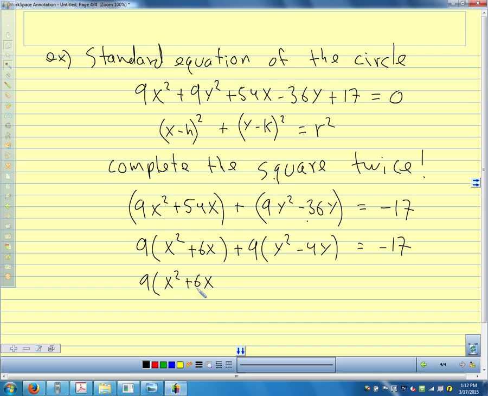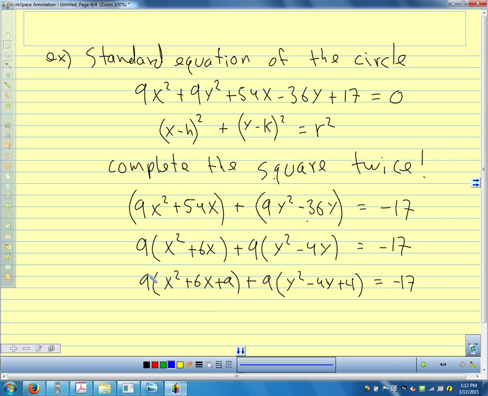So 6 divided by 2 is 3. We square that and we get a 9. Plus 9, we're going to complete the square here. 9y squared minus 4y, divided by 2, so we get negative 2. Square that and we get 4. And whatever we add over here, we want to add over here.